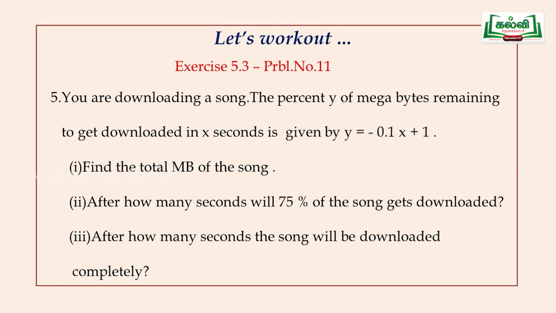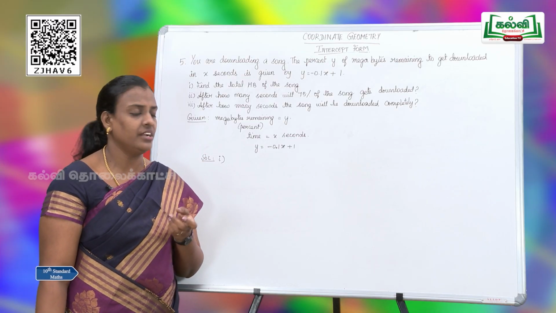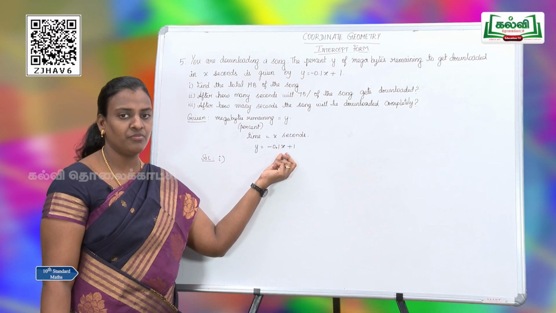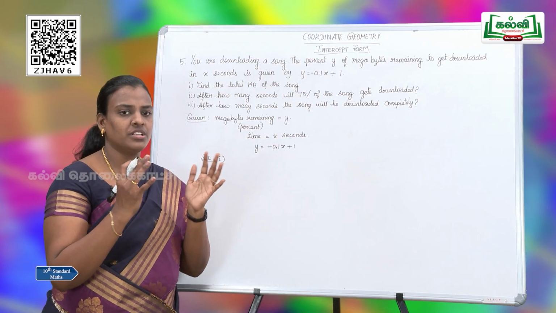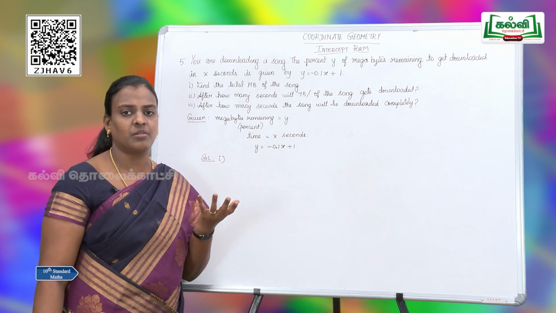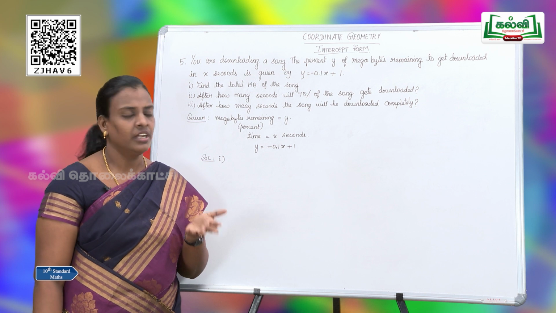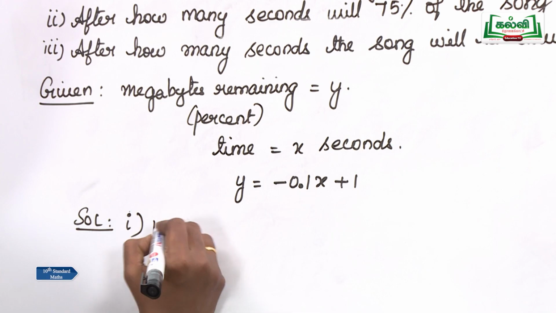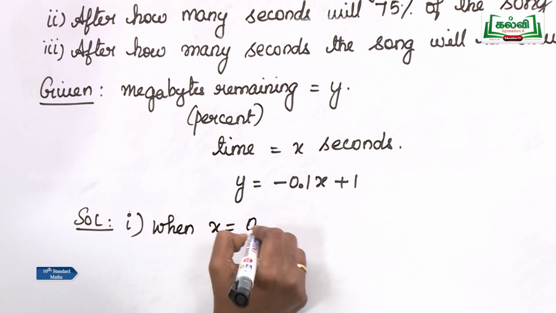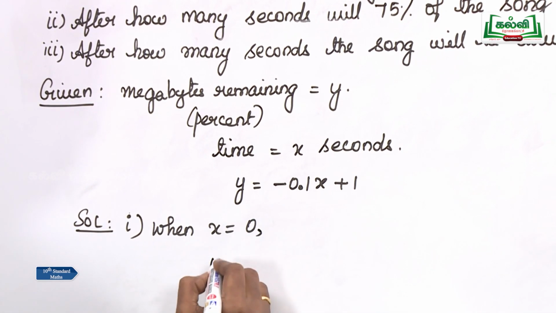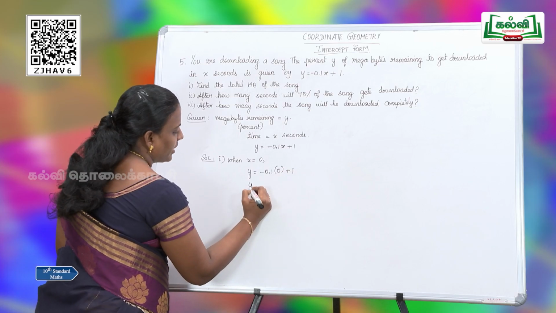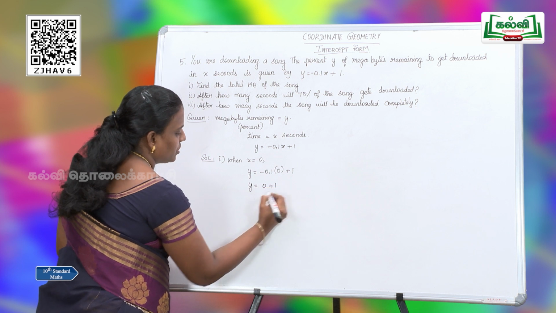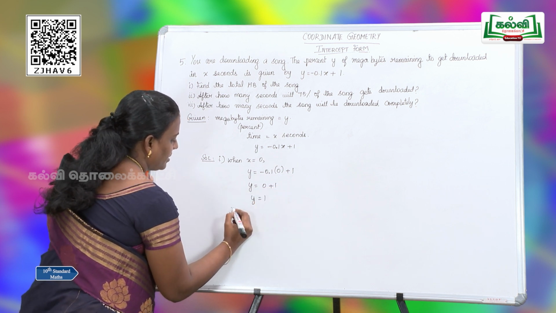Find the total MB of the song. What do you mean by total MB of the song? That is the megabytes. How do you find it? Now, x is the time which it takes to download the thing, isn't it? So, before downloading, what is the total MB? So, x is nothing but 0 because you have not started the time. So, when x is equal to 0, what happens to the equation? Minus 0.1 into 0 plus 1. So, I get y is equal to, this term will become 0, 0 plus 1. So, that is y is equal to 1.